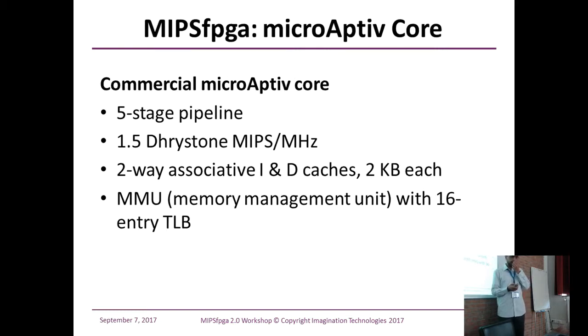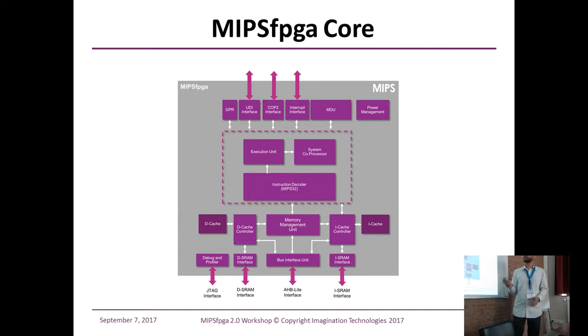Okay, so just to recap, it's a 5-stage pipeline in the microAptiv core, 1.5 Dhrystone MIPS per megahertz in terms of performance. We have 2-way instruction and data caches, 2 kilobytes each, and we do have a memory management unit and a DSP as well. There are some labs that go over the caches and all sorts of things. This is a diagram from the data sheet itself about the MIPS core. It can look complicated, but each part is covered in the labs, and we will cover some of them in depth, hands-on here today.